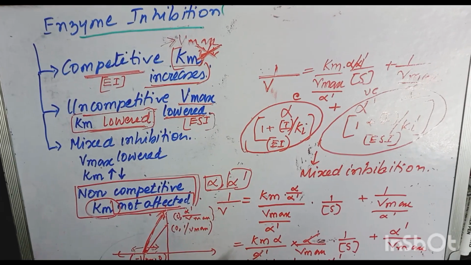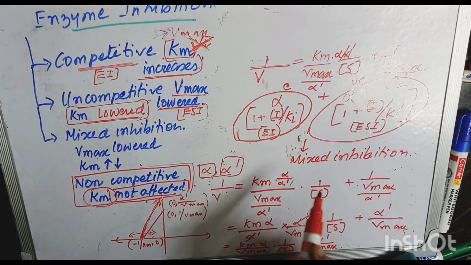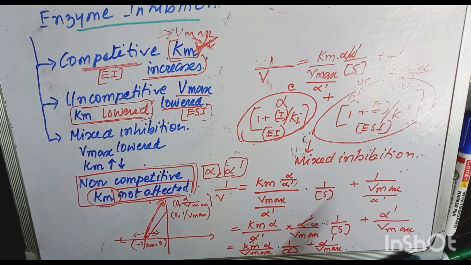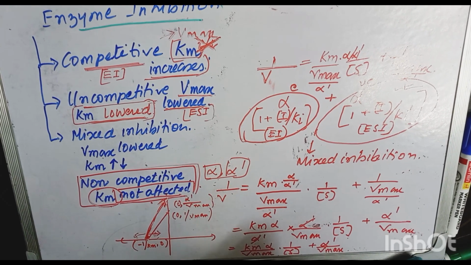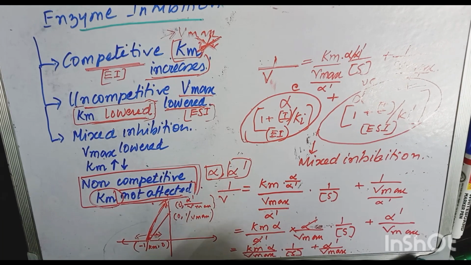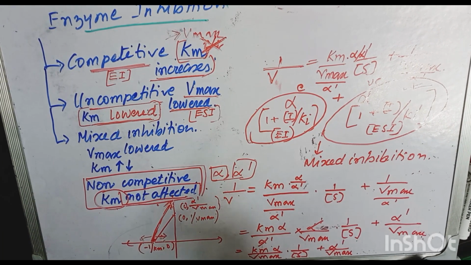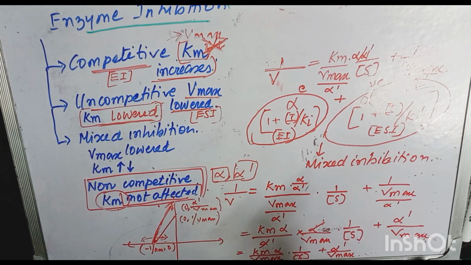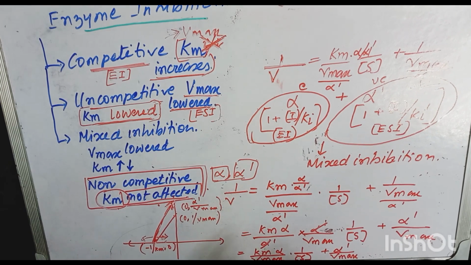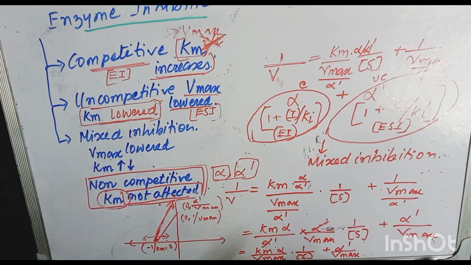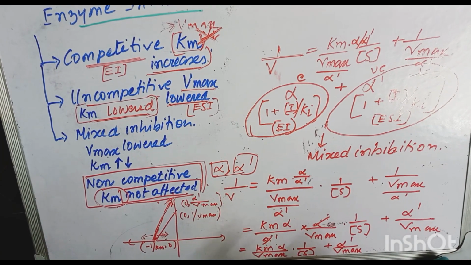Now I conclude the class, and I hope that you will remember all the intricacies and subtle points that I have told you: how Km increases, how Vmax is lowered. Km and Vmax are very important parameters of enzymatic reaction, and these values increase as well as decrease with different types of inhibition.